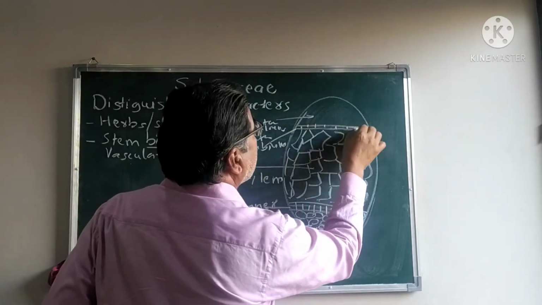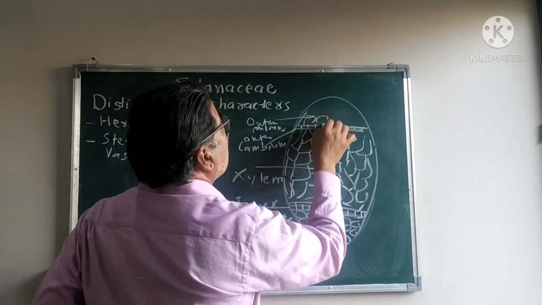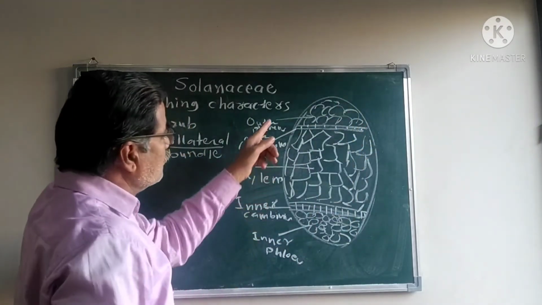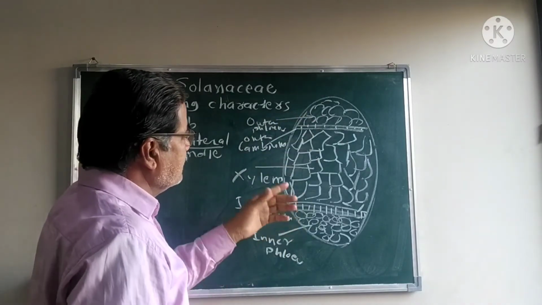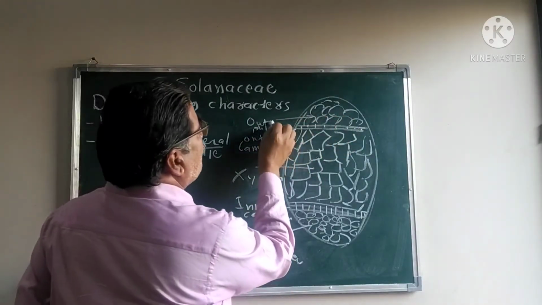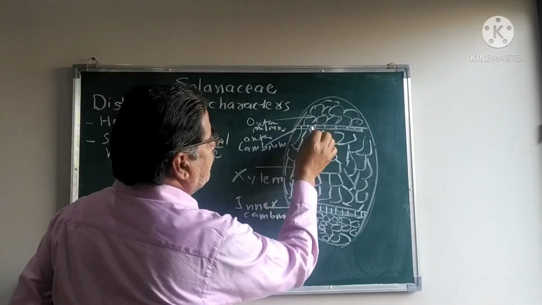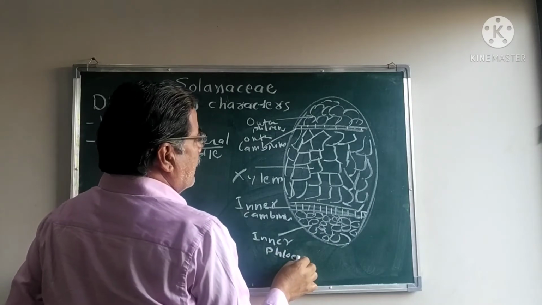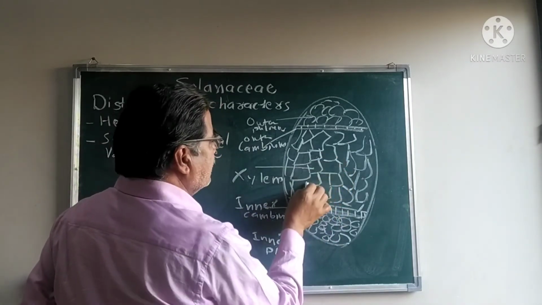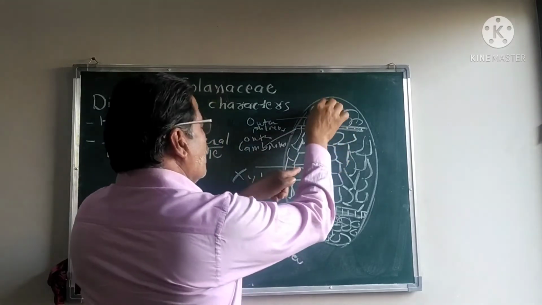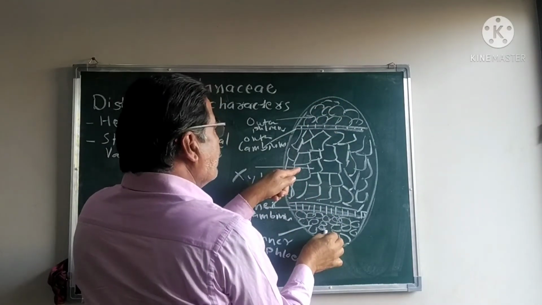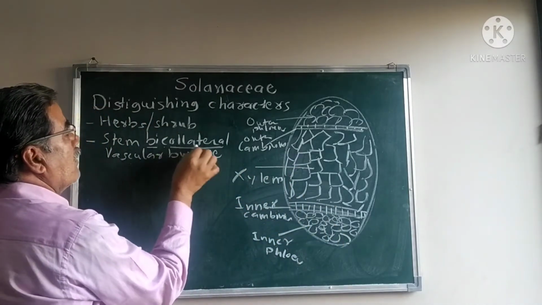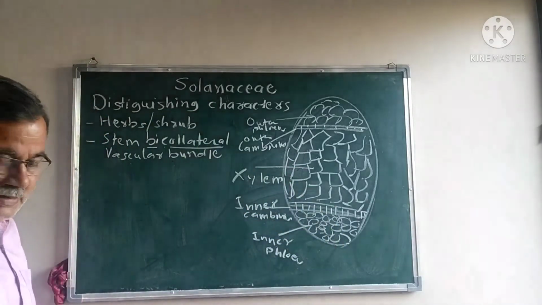Outer cambium is similar to the inner cambium, and then the outer phloem. This vascular bundle is read from the outer phloem, outer cambium, xylem, inner cambium and inner phloem. It means xylem is in the center, and towards both the outer and inner sides the phloem patch is situated. Such vascular bundles are referred to as bicollateral vascular bundles.